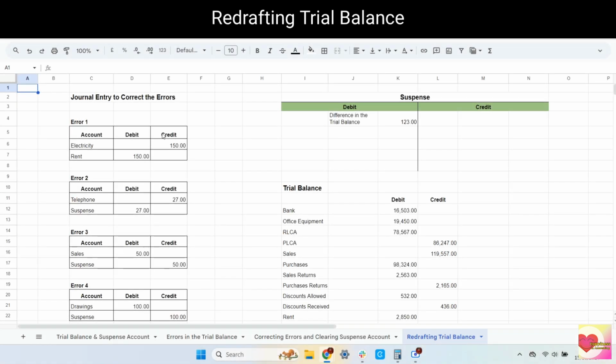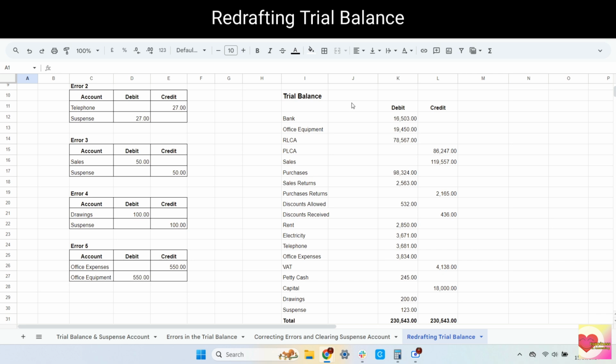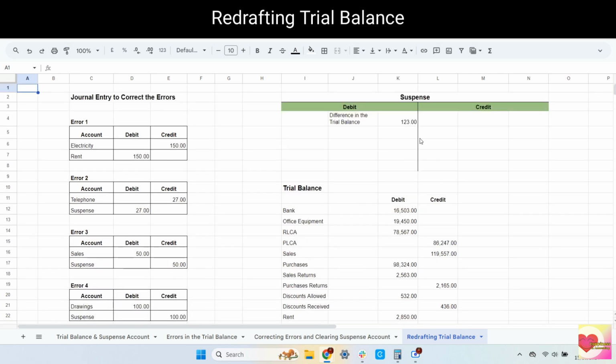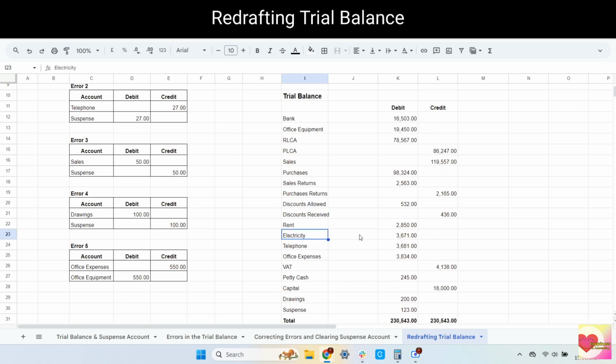This is the trial balance that I have shown you earlier, where we inserted the suspense account, 123. Now that we have these journal entries to correct the errors, we will adjust the balances of these accounts and clear the suspense account. First is the electricity, 150 in credit, so this will reduce our electricity in debit.